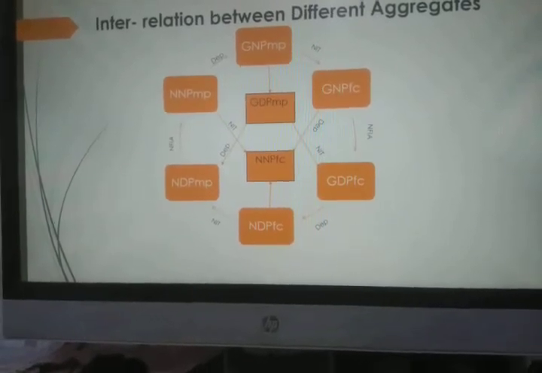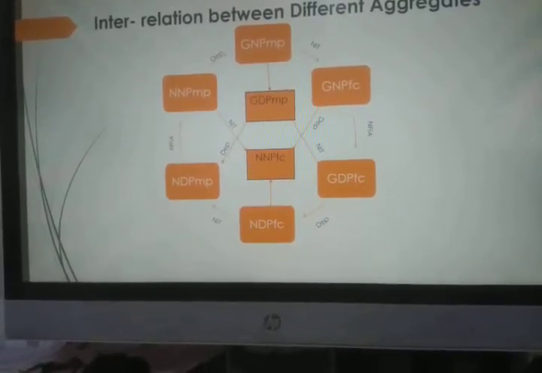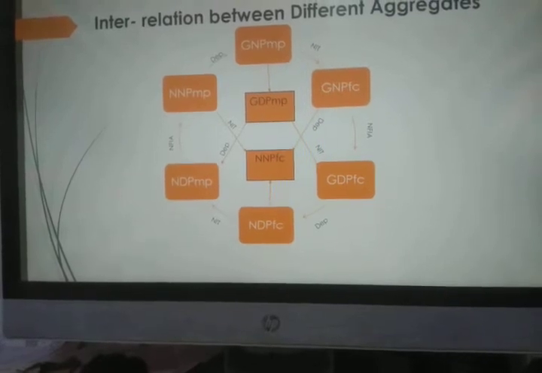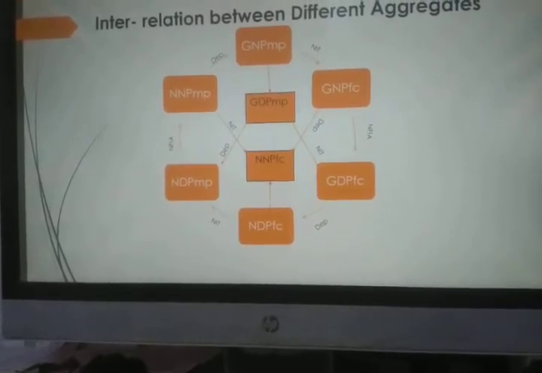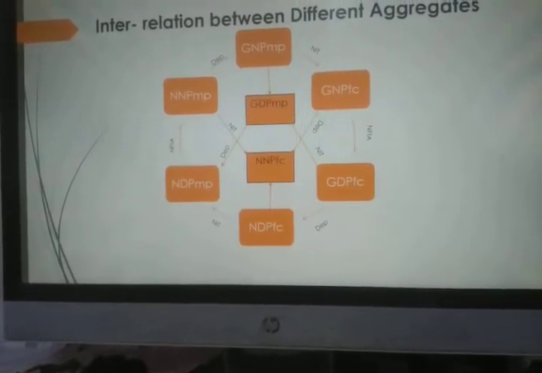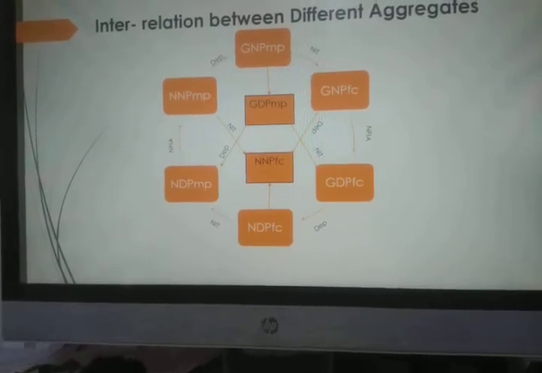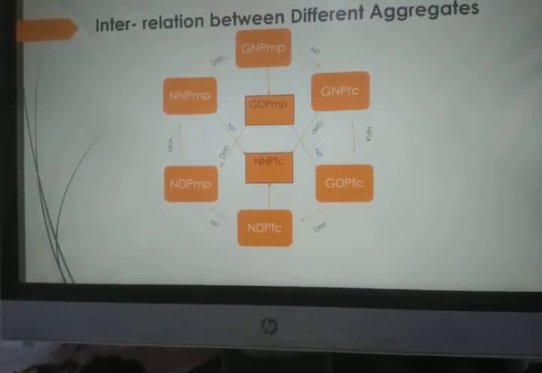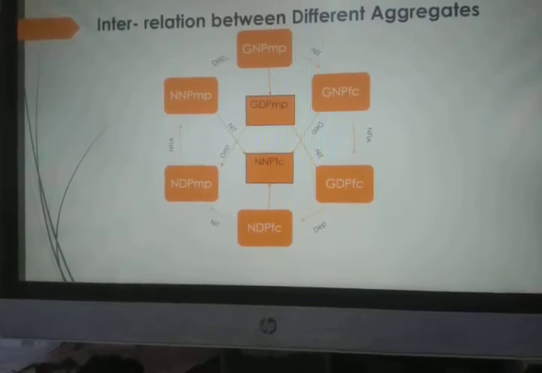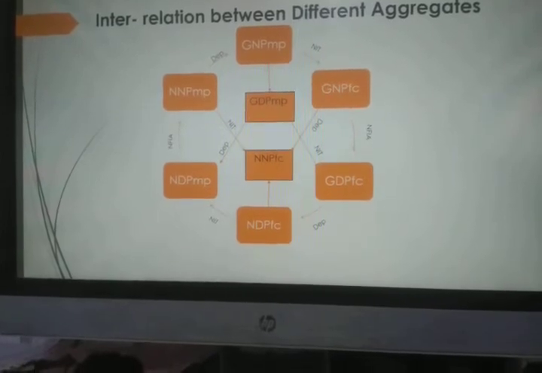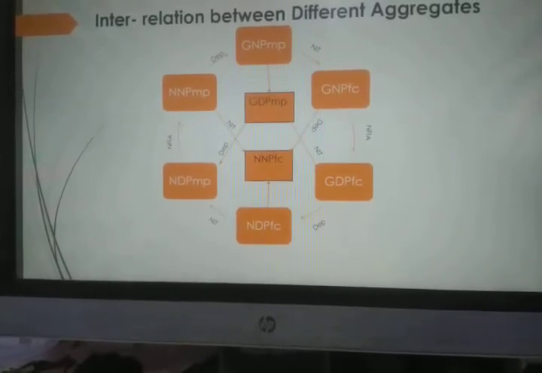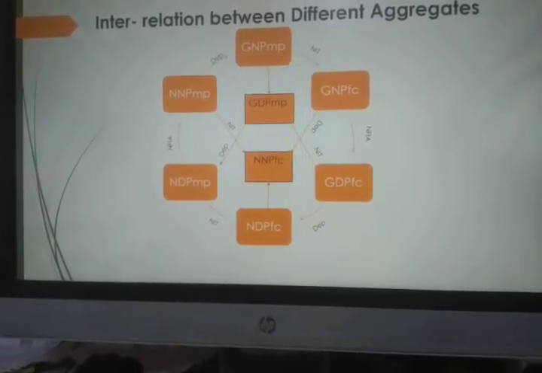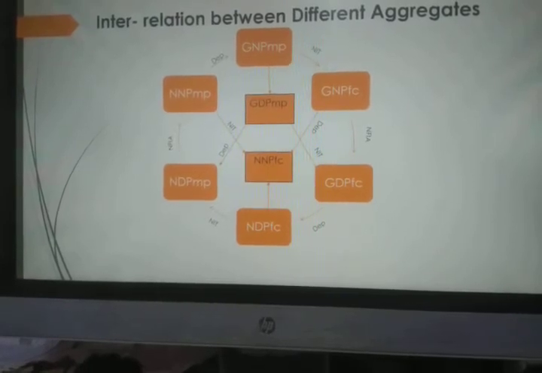Here in the center, it is GDP MP. And from GDP MP, if we want to arrive at GDP FC, what we have to do? We have to deduct NIT. In the same way, if we are at GNP FC and we want to arrive at NNP FC, what we have to do? We have to deduct depreciation. Remember, all the arrows moving downward indicate the negative side.